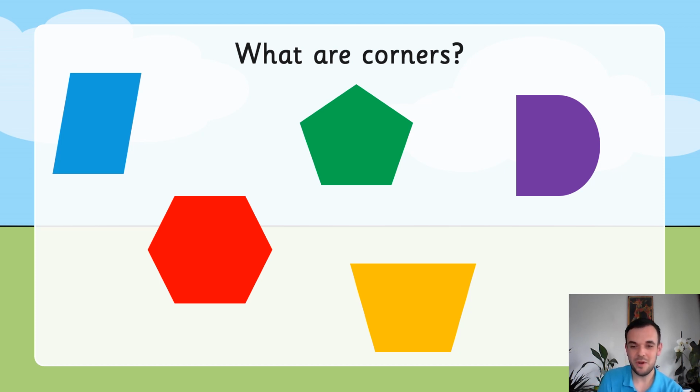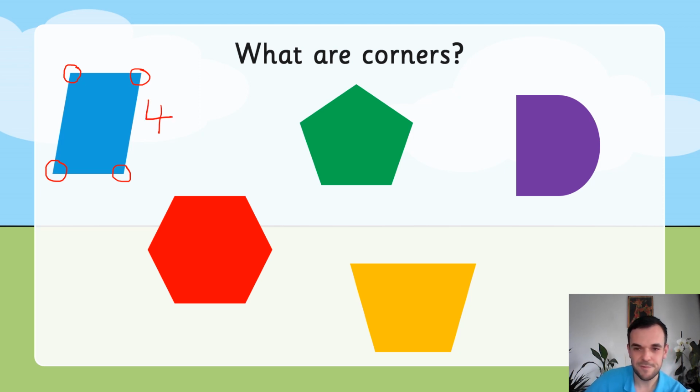Now, I have given you lots of strange shapes here that we haven't seen before, and we are going to see if we can find the corners. The corners are the pointy bits of the shape. We're going to start with the blue shape up here, and we're going to put circles around the corners. There's a pointy corner here, a pointy corner here, a pointy corner here, and a pointy corner here. So this shape has 1, 2, 3, 4 corners.